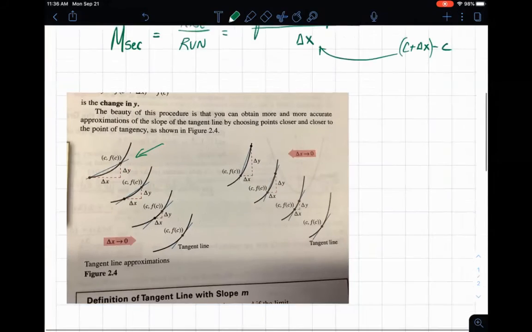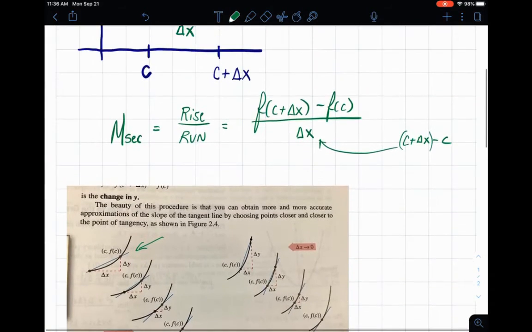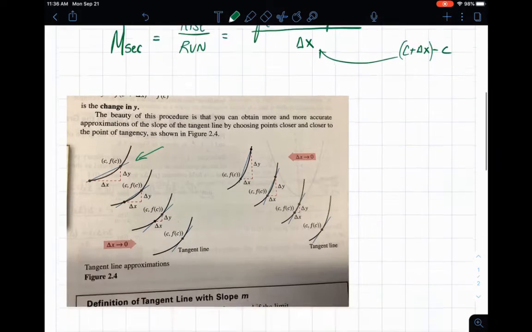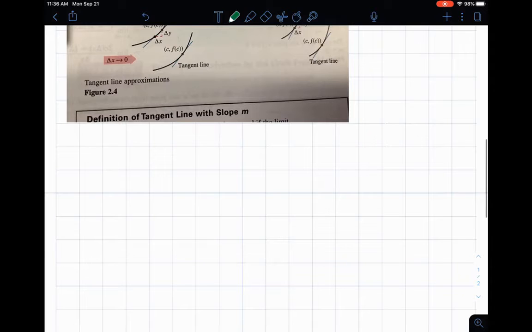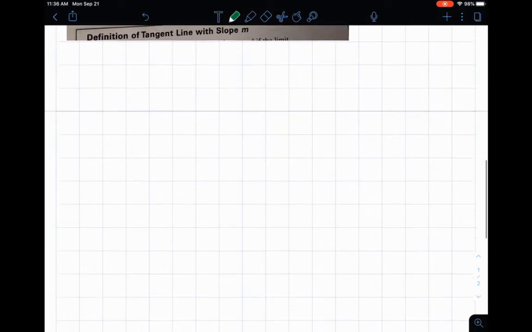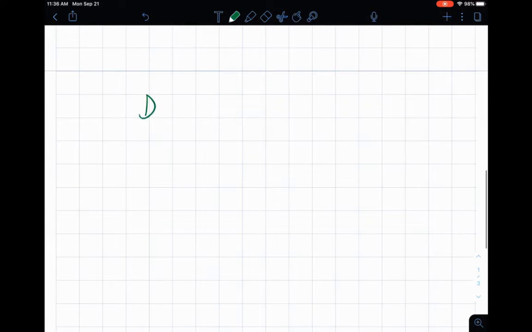I'm going to take these notes and make a PDF of them and upload it for you guys. So then our definition of tangent line for our derivative.